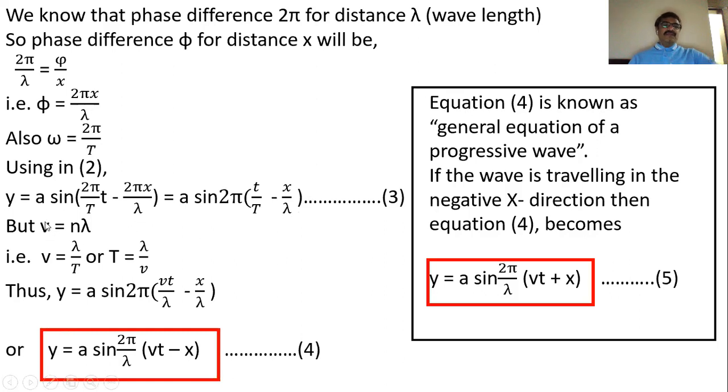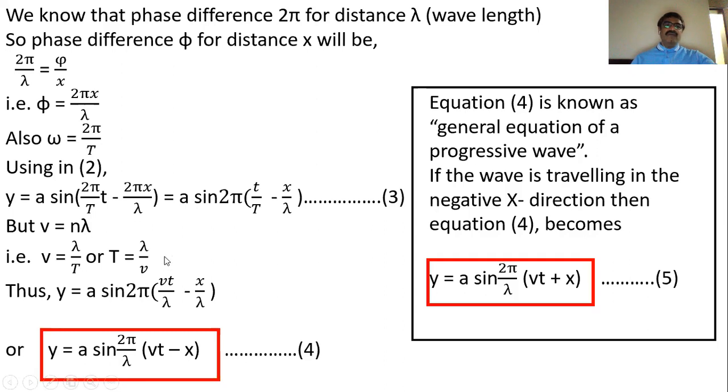Now the relation between velocity v of the wave, frequency n of the wave, in cycles per second or hertz. Omega is angular frequency in radians per second, and n is frequency in hertz. If the velocity of the wave is v, the frequency is n, and the wavelength is lambda, then the relation between these three quantities is v equal to n lambda. And n is the reciprocal of the time period, 1 upon T. So v equal to lambda upon T, and T equal to lambda upon v.